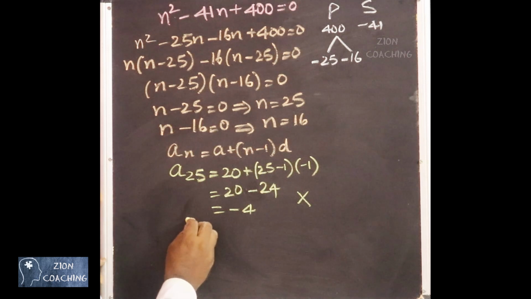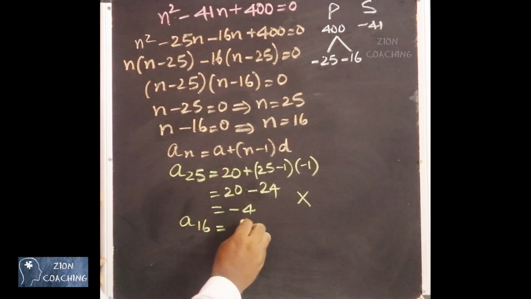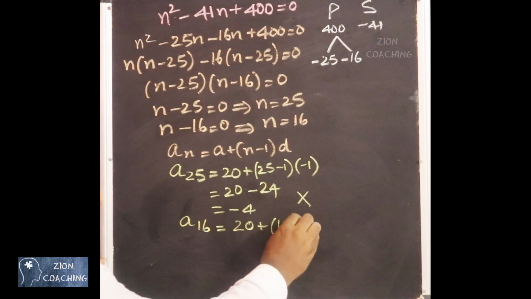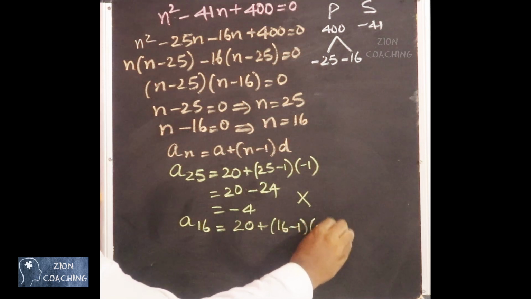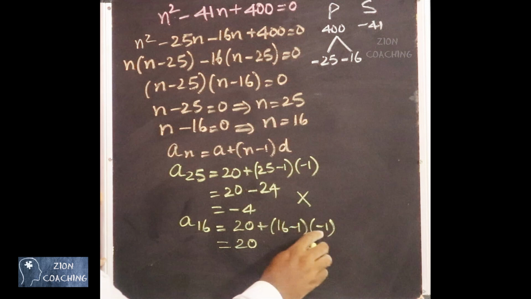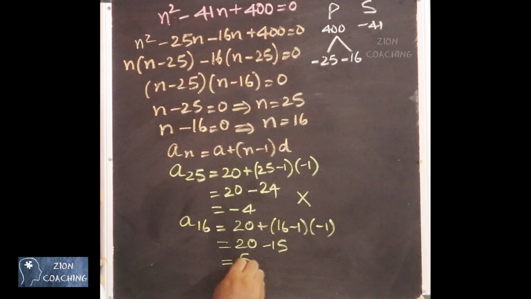So let us consider A16. A16 is going to be, your a value is 20 plus 16 minus 1 into minus 1, that is 20 plus 15 into minus 1, that is minus 15, which is equal to 5.